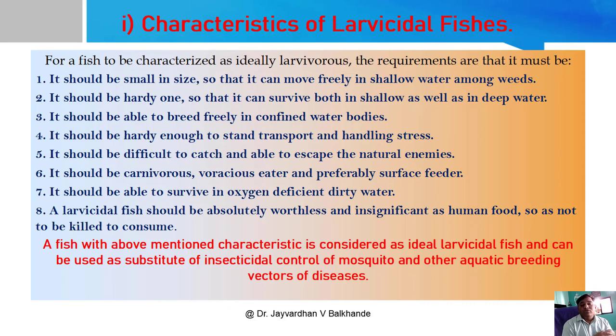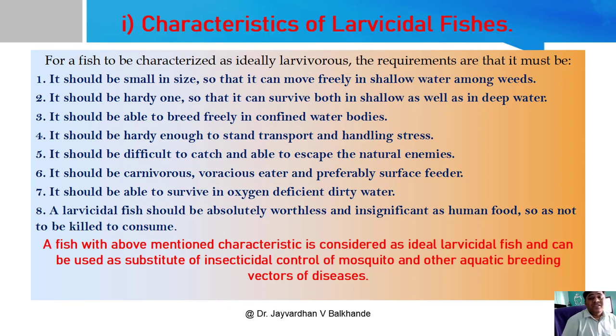Again, the most important characteristic for a larvicidal fish is that it should be carnivorous, because it feeds on the larvae of the mosquito. Then it should be voracious. It means it should continuously eat the larvae of the mosquitoes. So it should be a voracious eater, and preferably a surface feeder fish is selected for this larvicidal purpose.